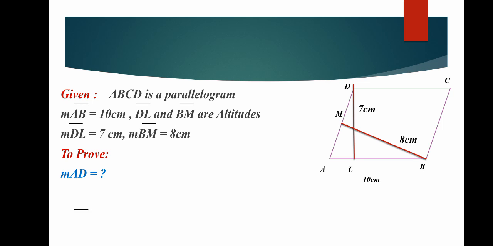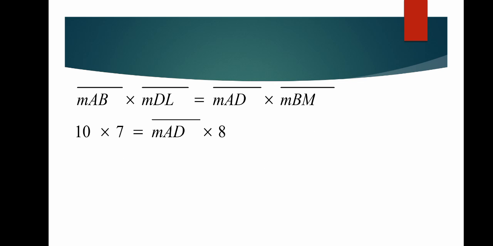After that, for proof, as we studied, the formula of area of a parallelogram is base multiplied by altitude. So we will replace the values. Measure AB multiplied by measure DL, AB is the base and its altitude is DL, equals measure AD multiplied by BM, AD is the base and BM is its altitude. Now replacing the values, measure AB is equal to 10, measure DL is equal to 7, AD we have to find, so it remains as it is, then BM is equal to 8.